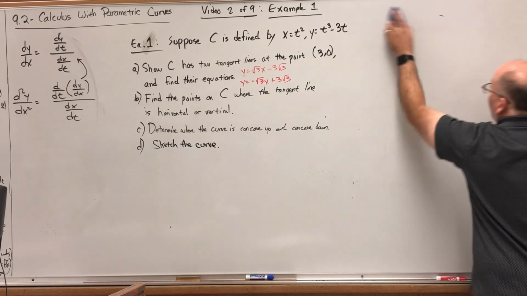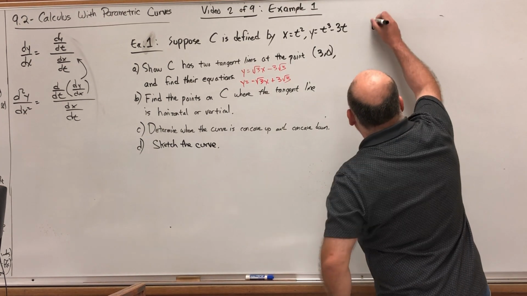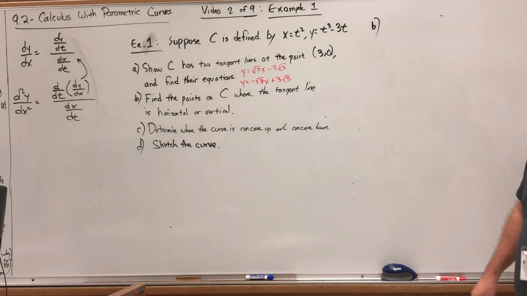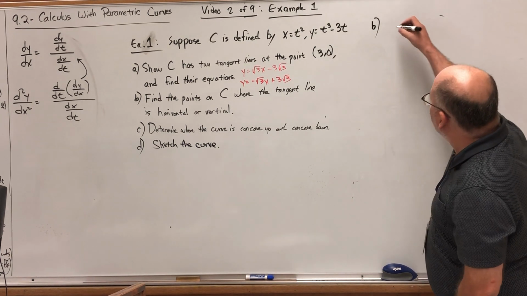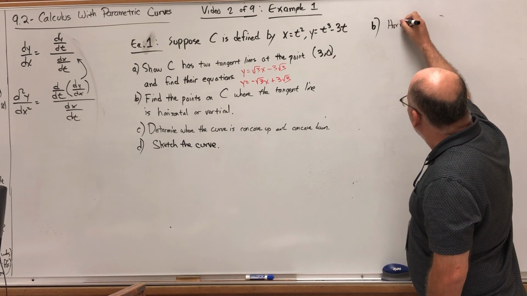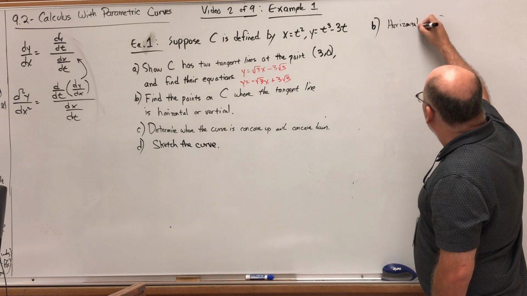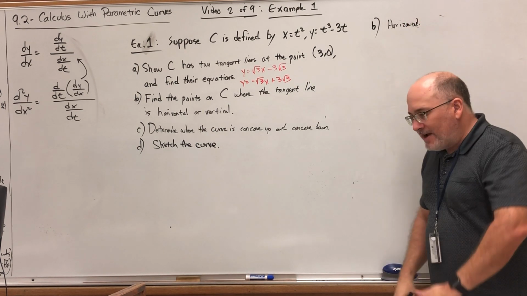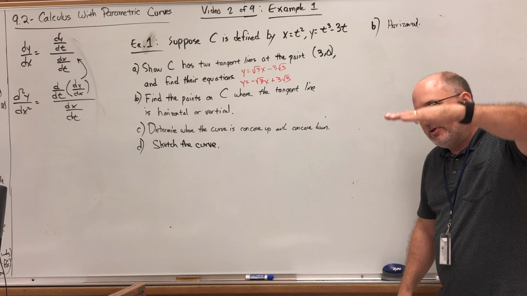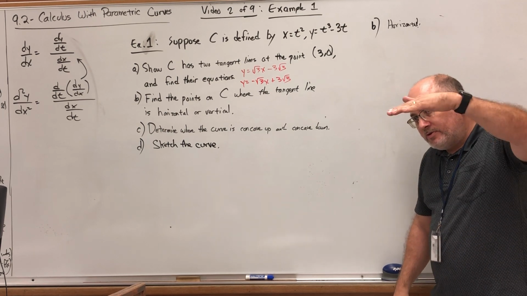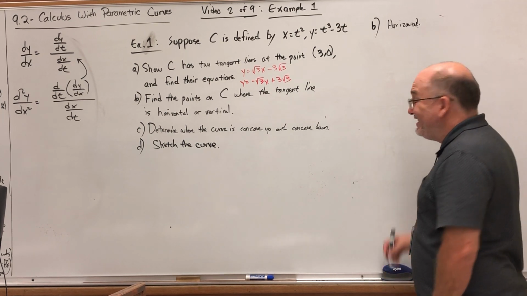All right. Part B. Find the points on C where the tangent line is horizontal or vertical. This one's a little bit easier. Horizontal means that the y-coordinate stops changing. So we need to solve dy/dt equal to 0.